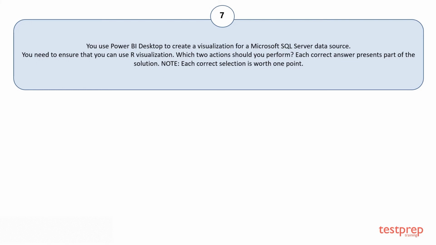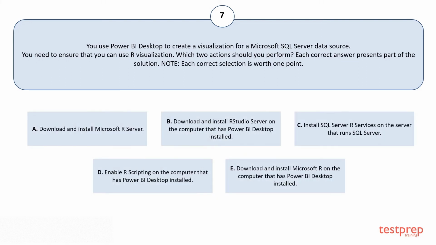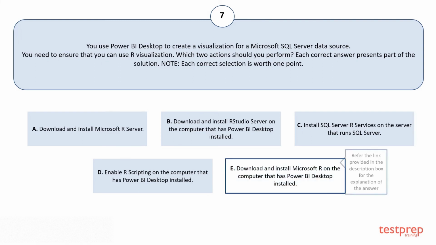Your options are: A. Download and install Microsoft R Server. B. Download and install RStudio Server on the computer that has Power BI Desktop installed. C. Install SQL Server R services on the server that runs SQL Server. D. Enable R scripting on the computer that has Power BI Desktop installed. E. Download and install Microsoft R on the computer that has Power BI Desktop installed. The correct answer is option E.